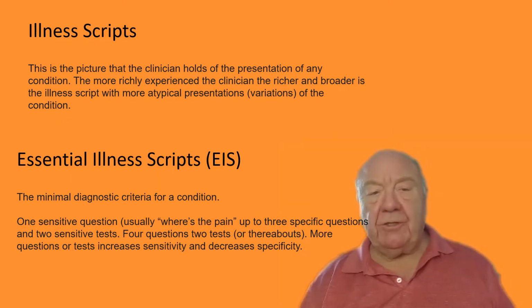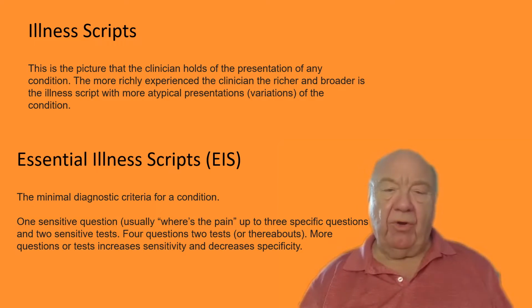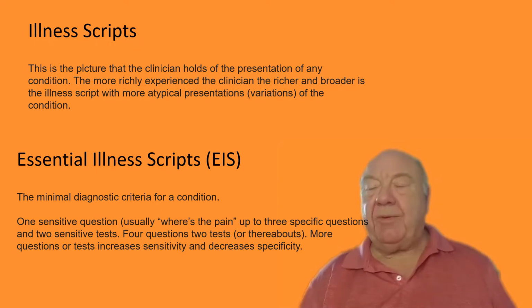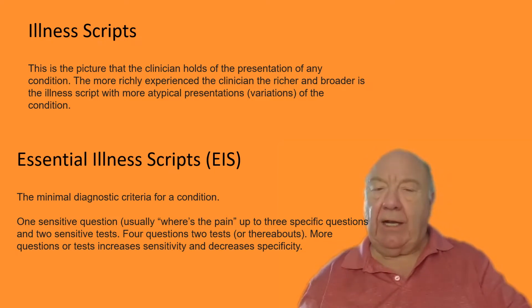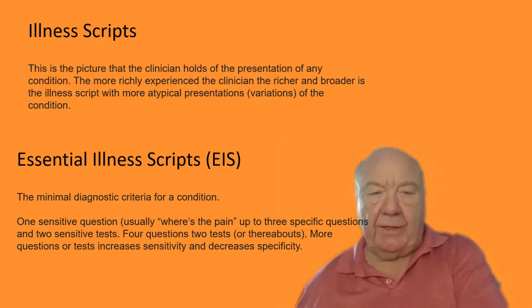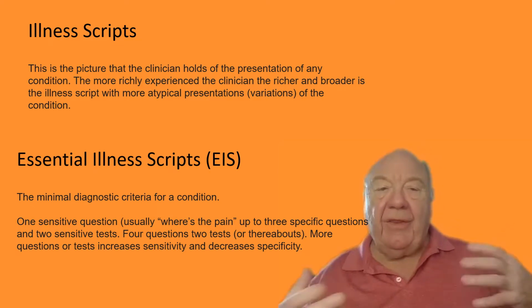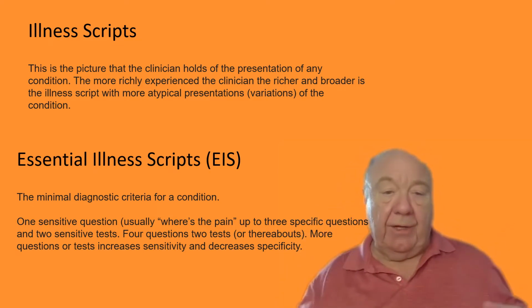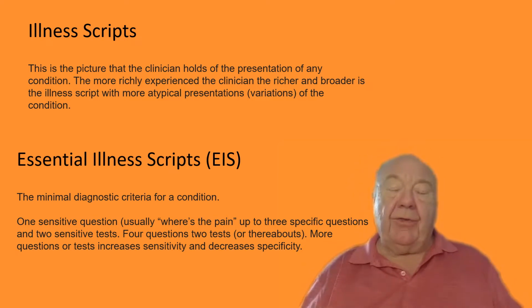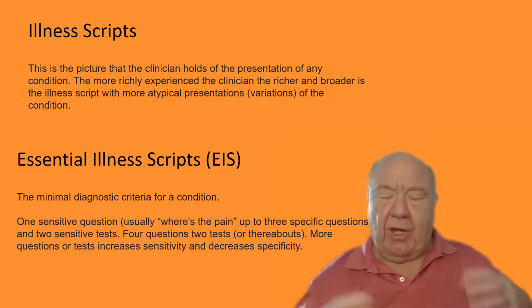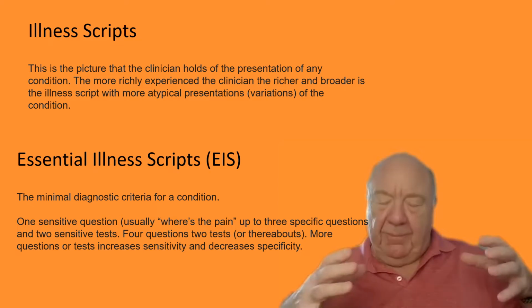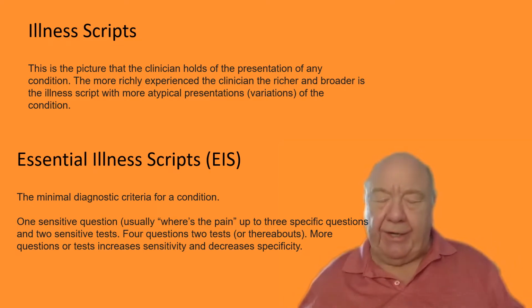These are short definitions, so I'll read them out. I know you're capable of reading it, but I'll read them out and then I'll talk around them. So an illness script is not really a method of clinical reasoning. It's a description of the way the clinician thinks about the condition that the patient has. So it's essentially his idea of what a particular condition looks like clinically.